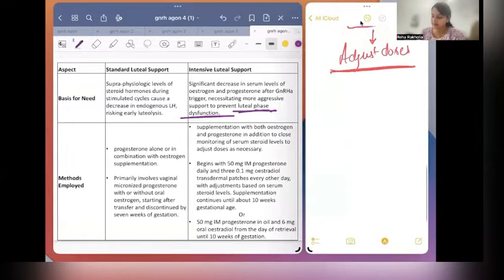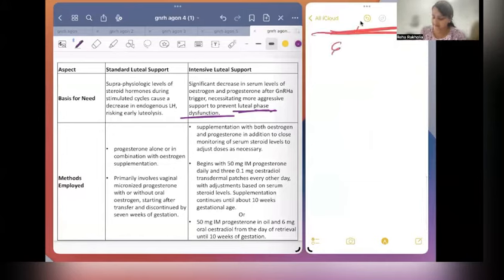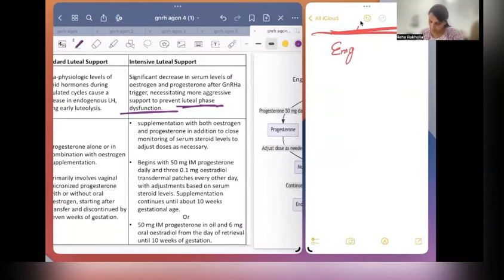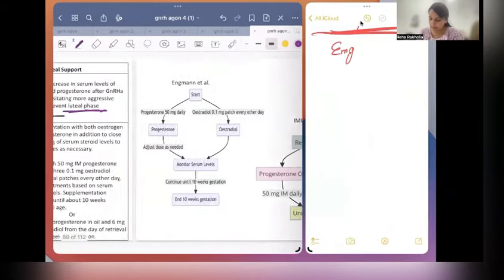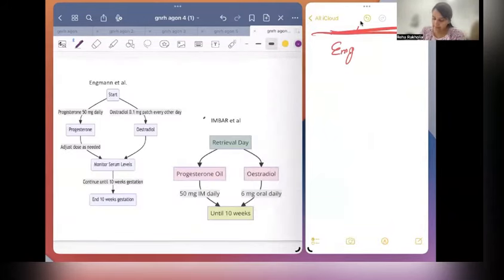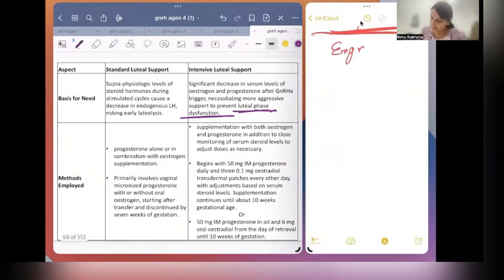There are two main protocols we have seen in intensive support. First is Engman et al., and second is Imber et al. Engman et al. and Imber et al.